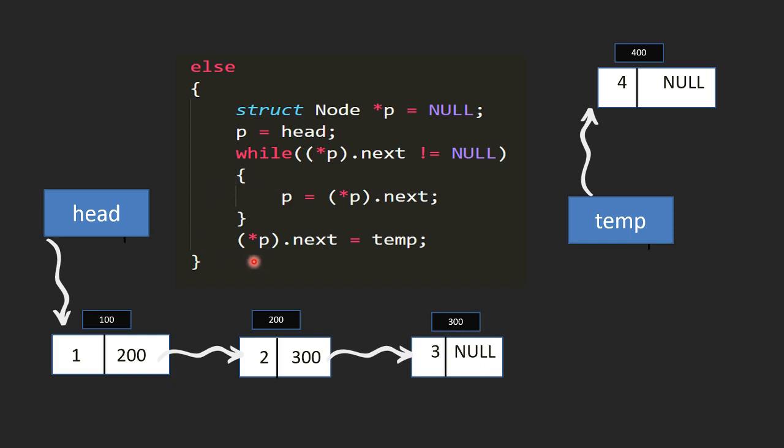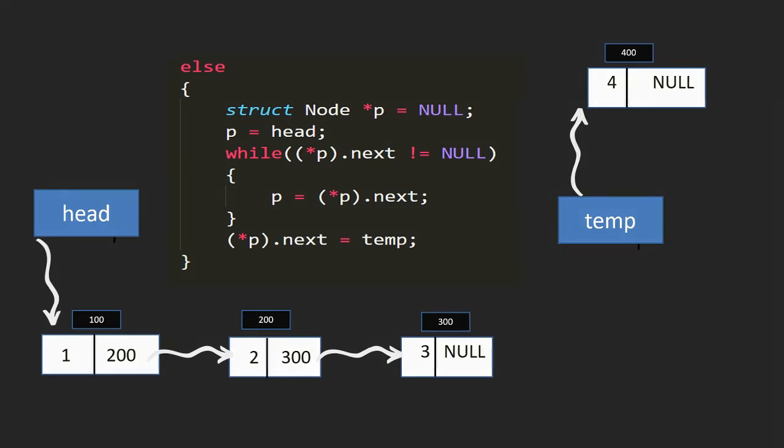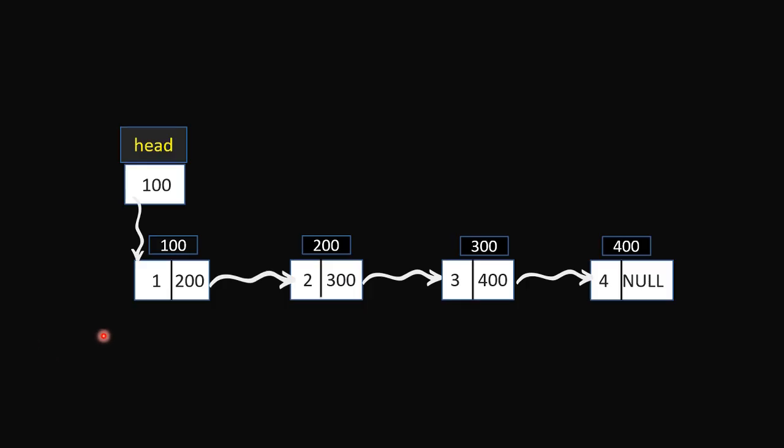When it comes out of the loop, we need to change the value from null to 400. Basically, as p is now pointing to this, if you do *p.next equal to temp, then *p.next means this part. So this part will get the value 400 because temp is pointing to this. Hence finally we got our required linked list. Understood the essence of a single linked list.